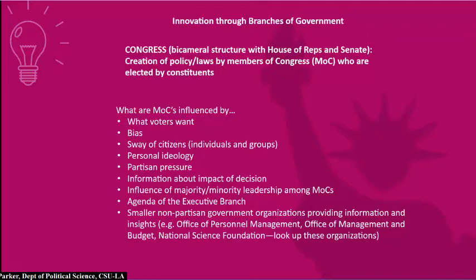So what are members of Congress influenced by? What voters want, their own bias, the sway of citizens, whether it be individual citizens or groups, their personal ideology, partisan pressure, information about the impact of a decision that they might make, the influence of a majority or minority leadership among members of Congress, the agenda of the executive branch, and smaller nonpartisan government organizations that provide information and insights. And these smaller organizations could be things like the Office of Personnel Management, Office of Management and Budget, National Science Foundation, and more. So I do encourage you to look up these organizations if you have never heard of them.